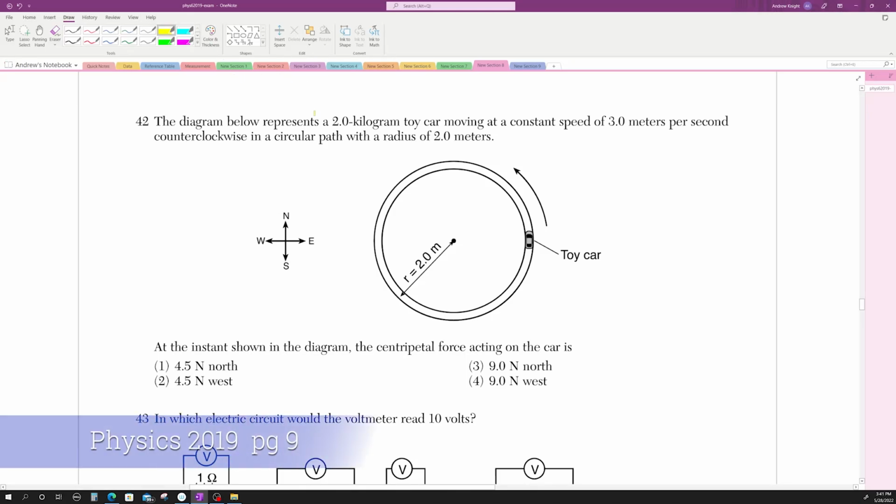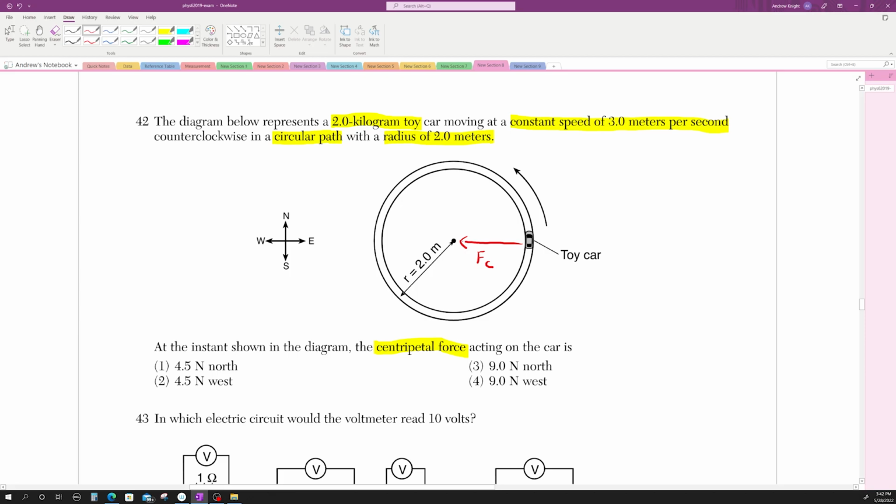Question 42. The diagram below represents a 2 kilogram toy that's moving at a constant speed of 3 meters per second, counterclockwise in a circular path, which has a radius of 2 meters. At the instant shown in the diagram, the centripetal force is going to be what? Well, remember, if we're moving in a circle, the centripetal force is always pointed to the center of the circle.